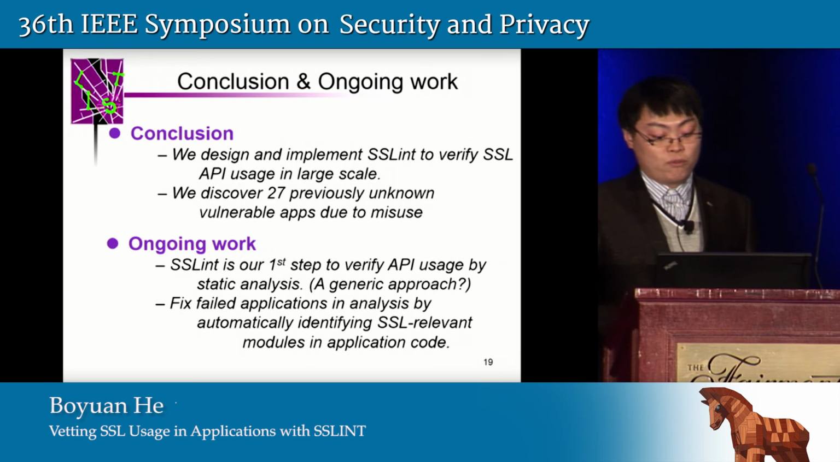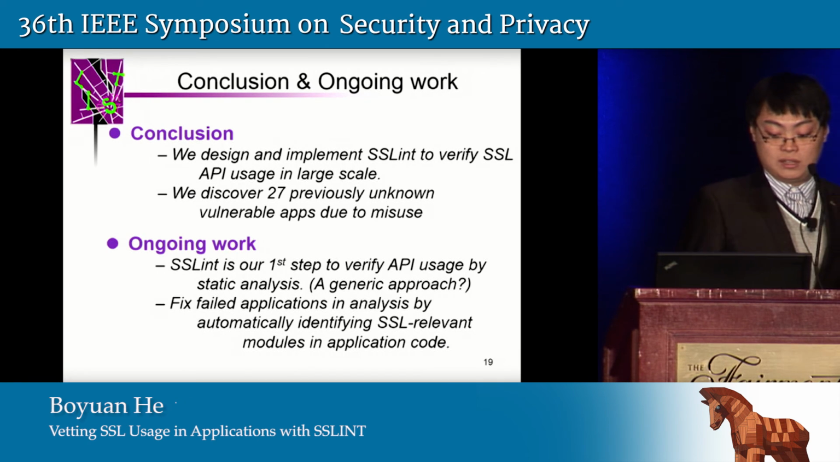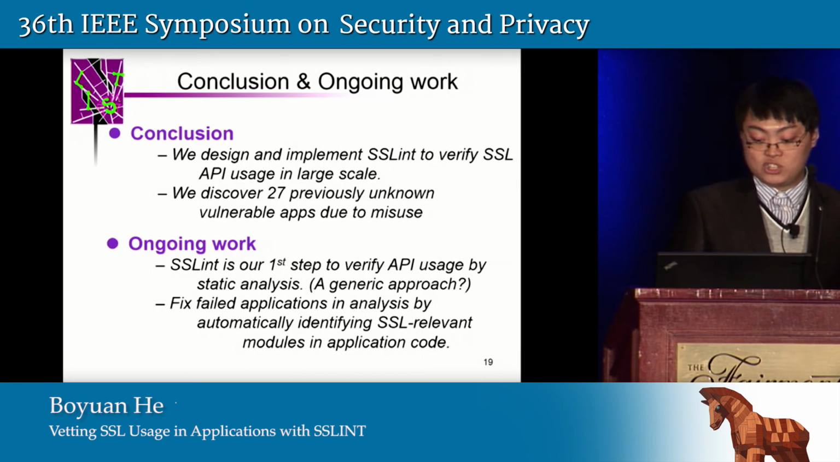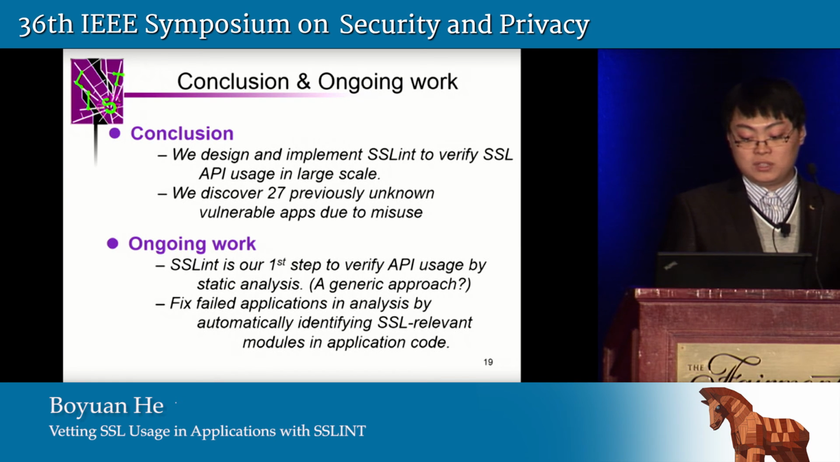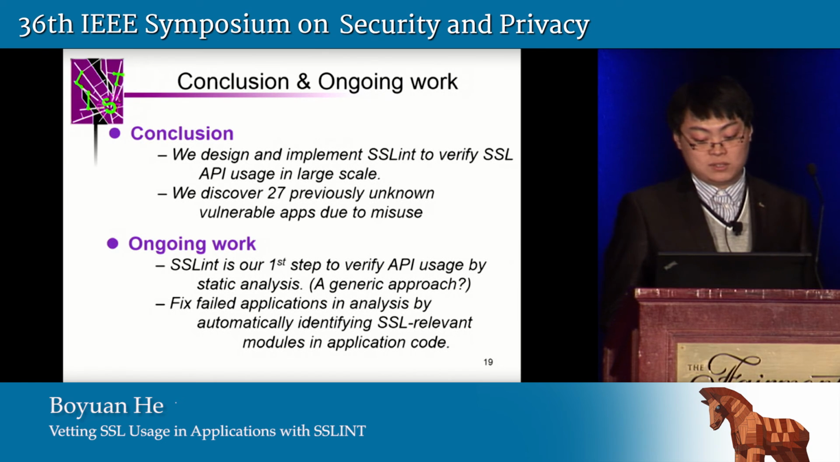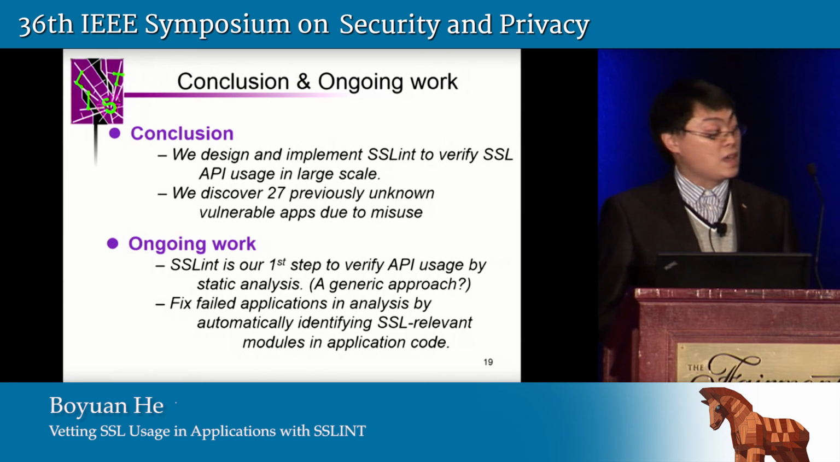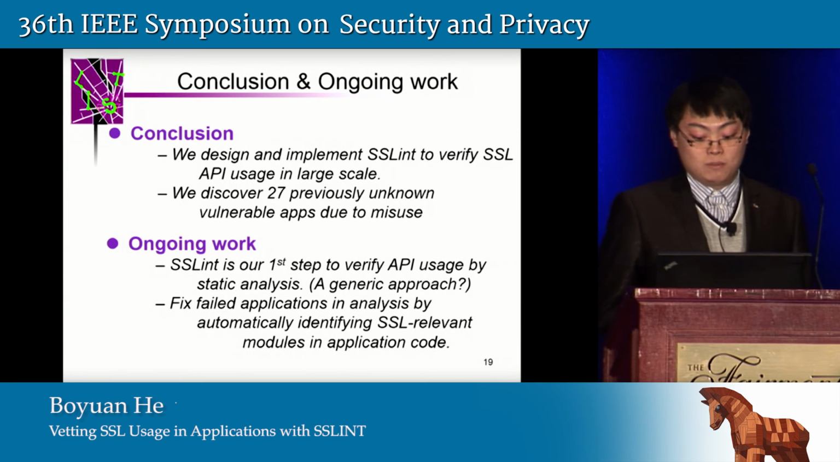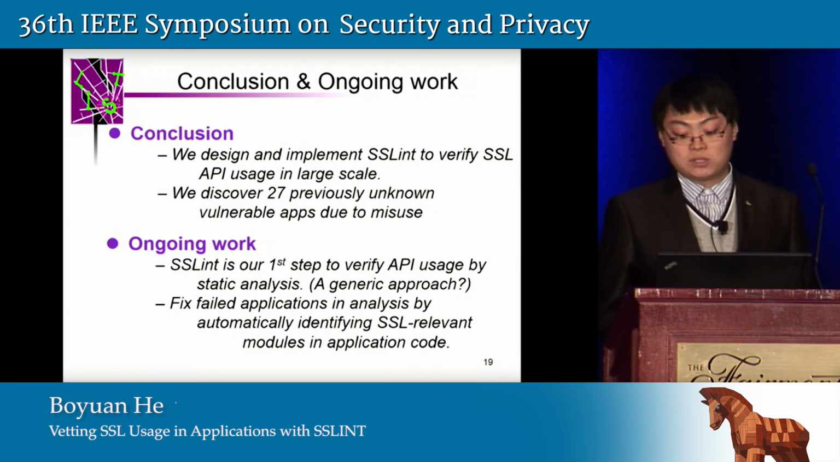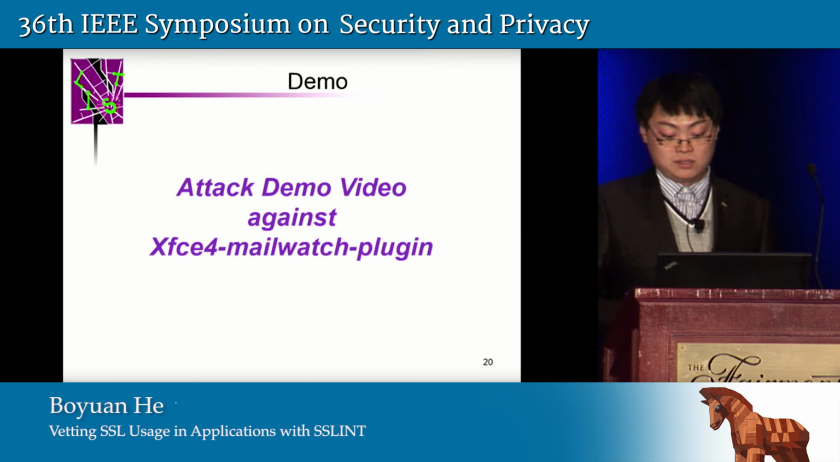So currently, we are focusing on the following ongoing works. The first one, we are building a generic system to verify API usage in applications of different programming languages, such as Java apps. And the second one, we are trying to fix those failed applications in our analysis due to memory explosions and other errors by automatically identifying SSL relevant code in the application and only focusing on that part of the code to reduce the workload of our static analysis.